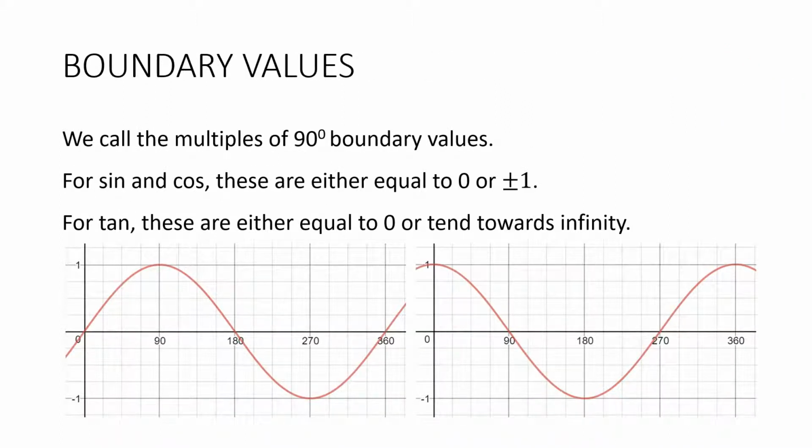Now, there's also what we call boundary values, and they're the multiples of 90 degrees. So for sine and cos, these are either going to be 0 or plus or minus 1, and you tend to remember these from the graph. So, for example, sine of 0 is 0, sine of 90 is 1, sine of 180 is 0, sine of 270 is negative 1, and sine of 360 is 0, and similarly for cos. And you also need to know these in radians. Now for tan, they tend to either be equal to 0 or tend towards infinity.